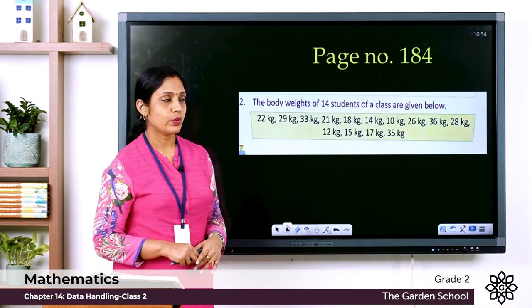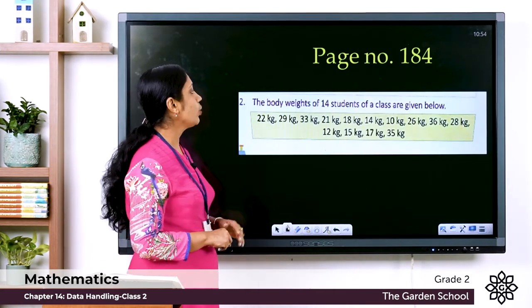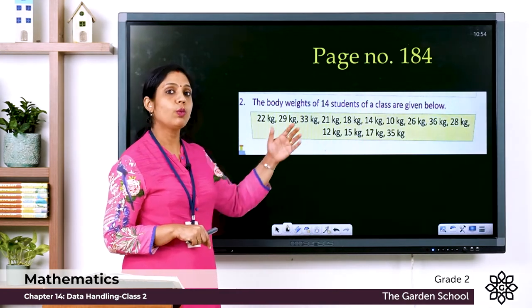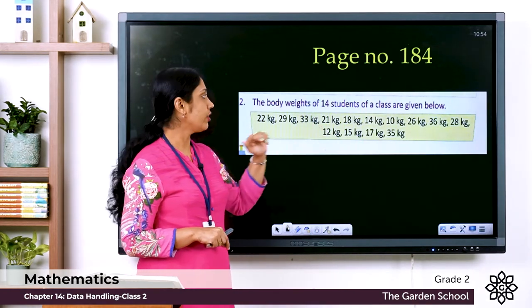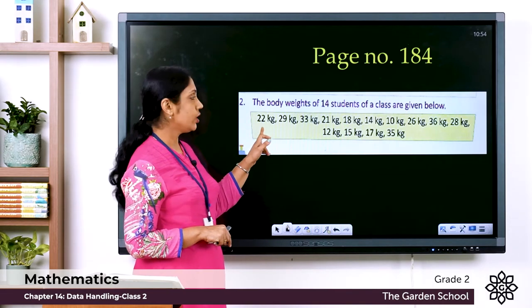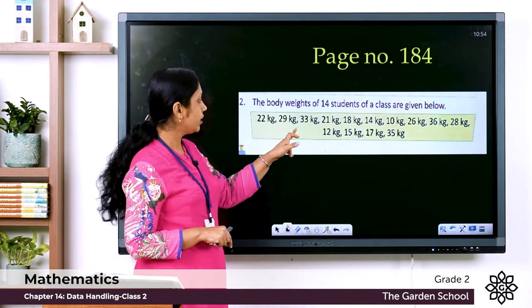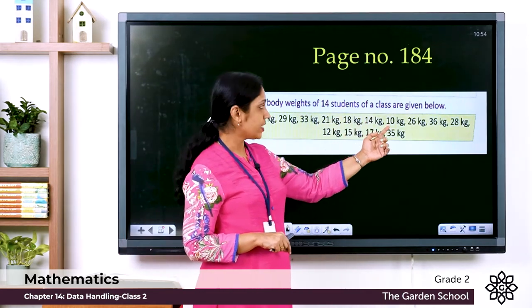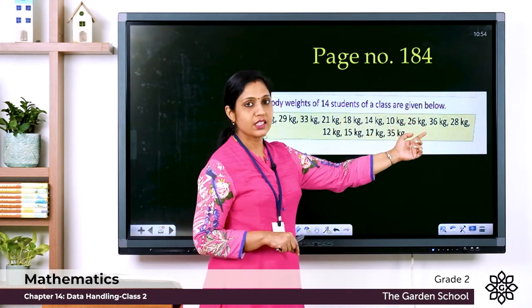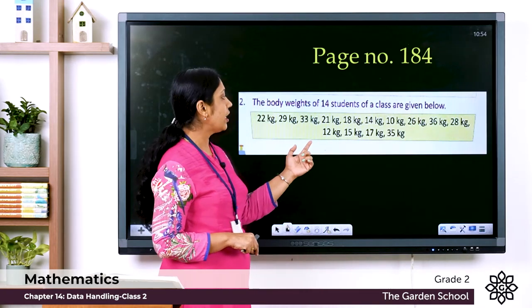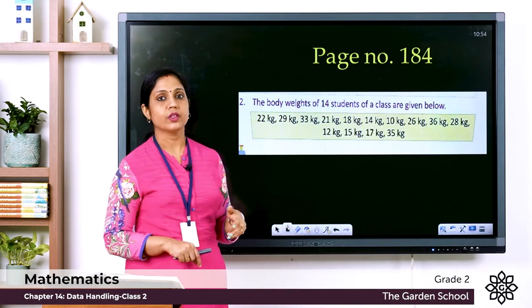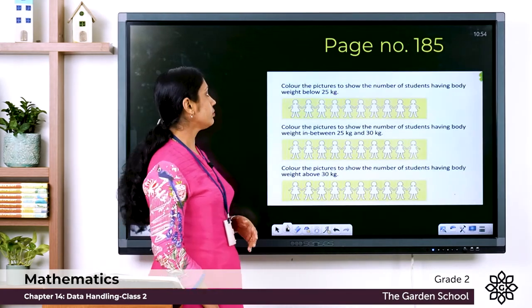Let's move on to our next question. You can see the body weights of 14 students of a class are given below. So the body weights of 14 students are given here. You can see here 22 kilo, 29, 33, 21, 18, 14, 10, 26, 36, 28, 12, 15, 17 and 35 kilos are given here. Now let's move on to a question.